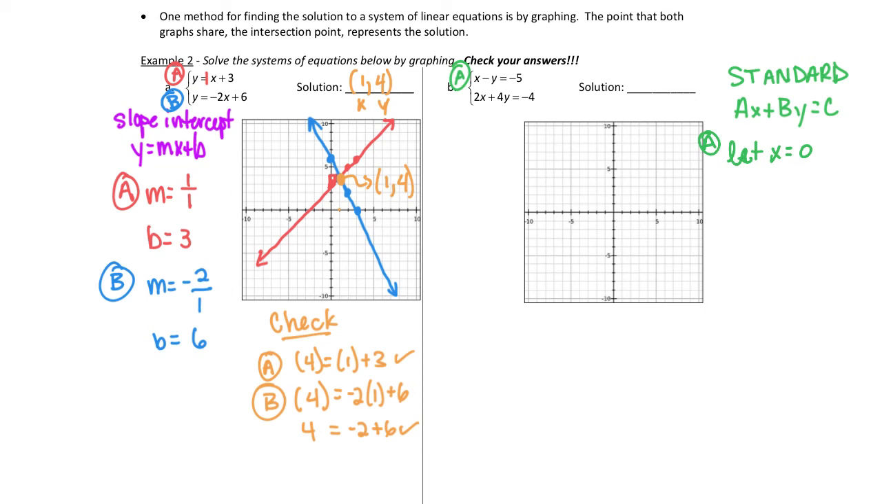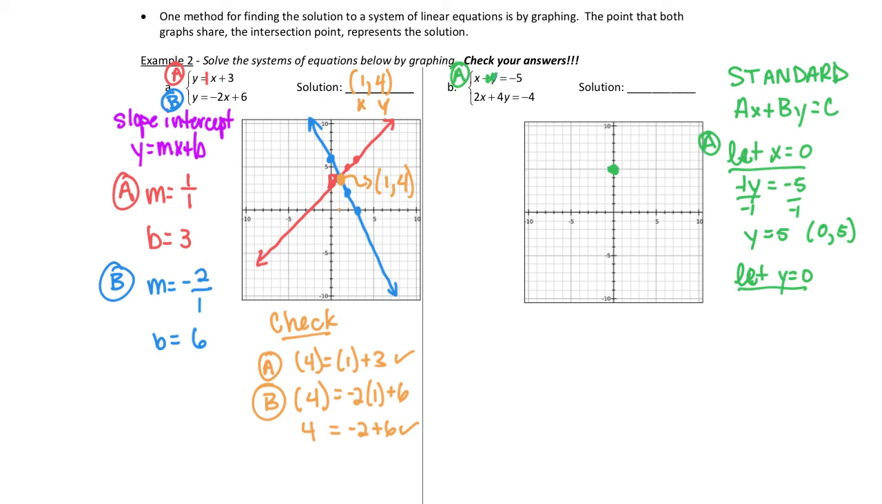I've got, let's see, so when x equals 0, that x is just going to cancel out. I'm left with -y equals -5. So that's a 1 there. I can divide both sides by the -1, and we get y equals 5. So that's going to give me an ordered pair of 0, 5 to graph. That's my y-intercept.